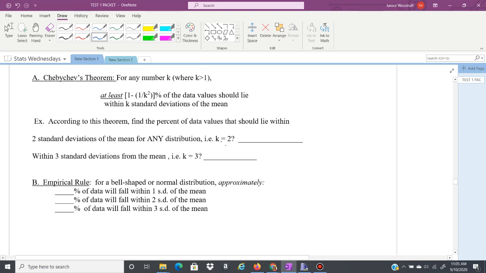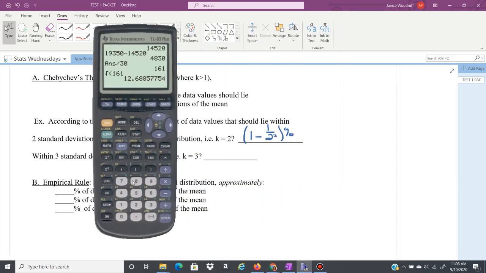So if k equals 2, here's the formula: 1 minus 1 over 2 squared, percent. What would that give us? Well, 2 squared is 4, so 1/4 is 0.25. 1 minus 0.25 is 0.75. So this would be 75%.